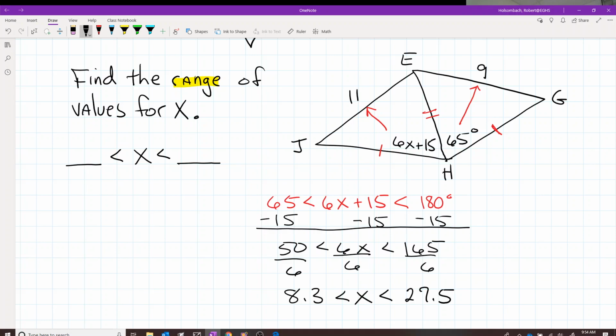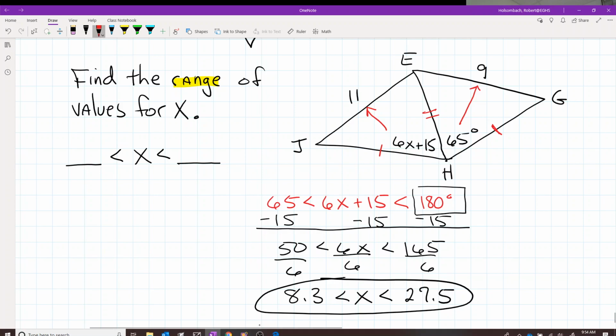So in this case, you had to write a compound inequality and you had to create the upper limit of this inequality. Then you had to solve it to get your range of values for x. So your x has to be greater than 8.3 and it's got to be less than 27.5. Again, when you're dealing with angle measures in a triangle and you have to set the upper limit, it's got to be 180, because you cannot have one angle in a triangle equal to or greater than 180.